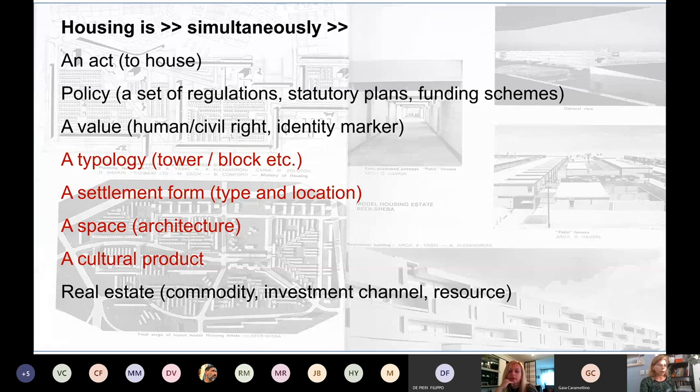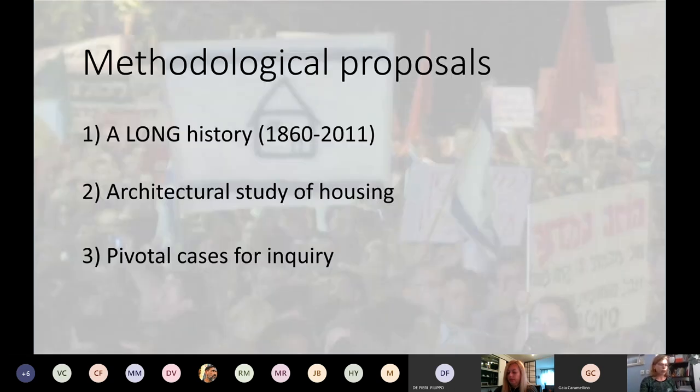So this question, the architecture question, what is housing, which we have been debating in the research group that Gaia mentioned earlier, involves such questions as what is a housing unit, how do we dwell, how does the dwelling unit function, what are the cardinal elements, etc. So as an architectural historian, I make three non-traditional methodological proposals. One of them is to propose a long history. So rather than narrow down on a specific case or a specific period, I propose a long history. In my case, it's 1860 to 2011, that allows for examining long-term processes in housing.